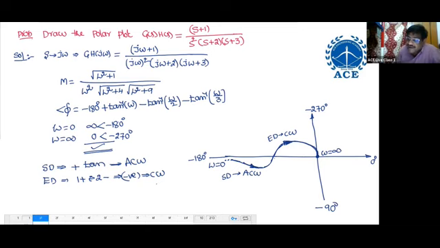And now find the intersection point with minus 180. If our answer is correct, then you will get the intersection point with minus 180. If our answer is wrong, then omega will be imaginary. If omega is imaginary, then our answer is wrong. If omega is real, then our answer is correct.